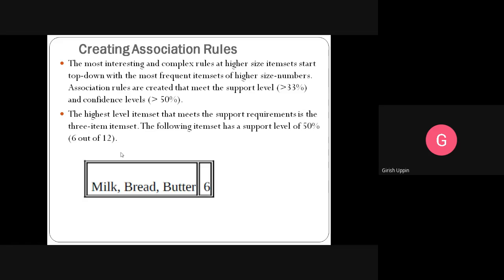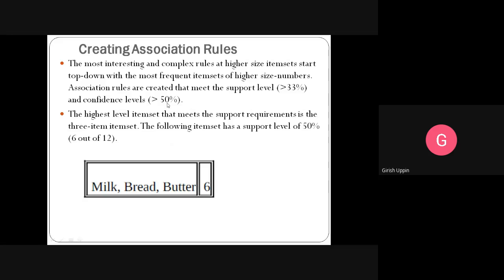Next, now we are going to create the association rules from the frequent item set. The most interesting and complex rules at higher size item sets start top down with the most frequent items of higher size numbers. Association rules are created that meet a support level greater than 33% and confidence greater than 50%. Now we are going to create the association rule which will follow these minimum criteria.